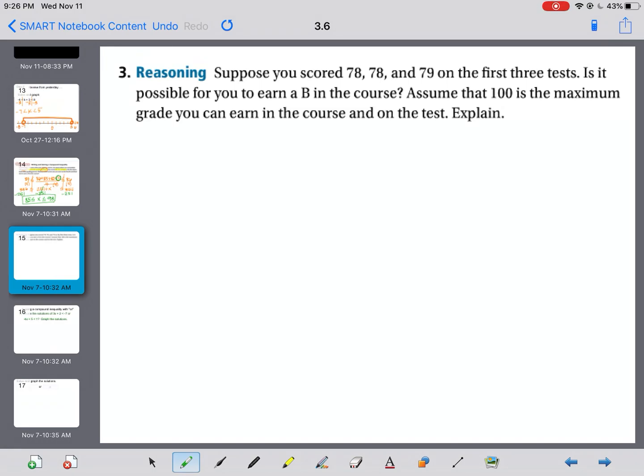Suppose you scored a 78, 78, and 79 on the first 3 tests. Is it possible for you to earn a B in the course? Okay, we're using that same information from that last one we did. Assume that 100 is the maximum grade you can earn in the course and on the test. So we're still looking for an average, only this time we have different scores that we're working with.